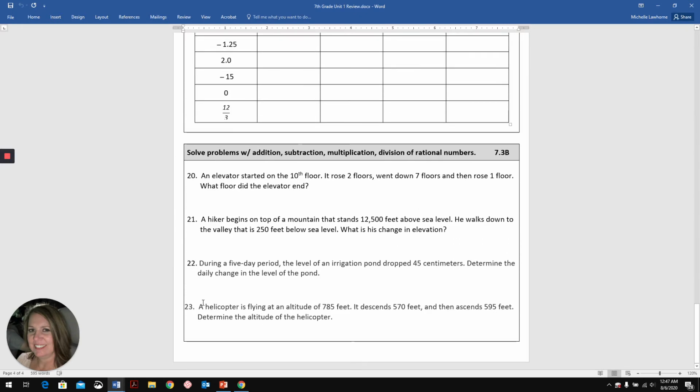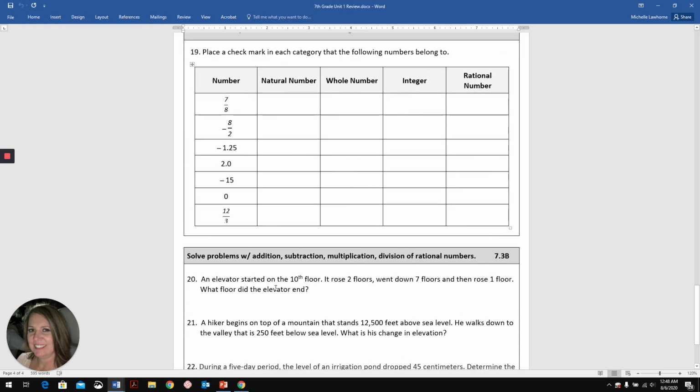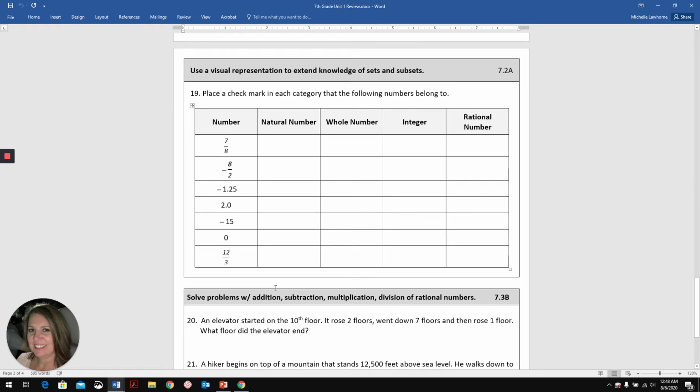Now this particular review has 23 questions. Would I expect a 7th grader to complete this review in one class period? Of course not. What I might do is say 3 days before the test I might go ahead and pass out the review and ask students to complete the 7.2a sections because they finished with that part of the unit.